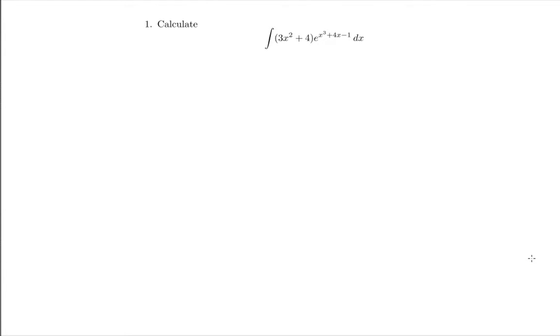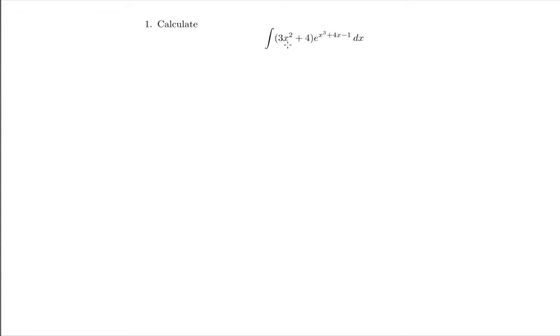In this question, they're asking us to calculate the indefinite integral of 3x squared plus 4 times e to the x cubed plus 4x minus 1 with respect to x. To do this, we're going to make use of the substitution method, and the first part of any substitution method question is to ask yourself, what should we be substituting for?